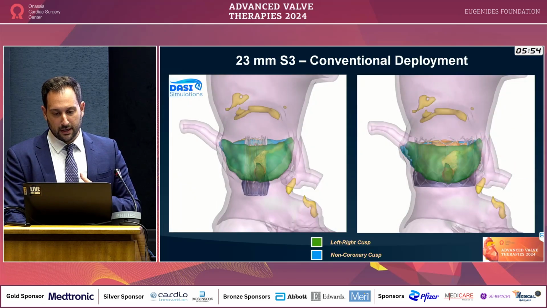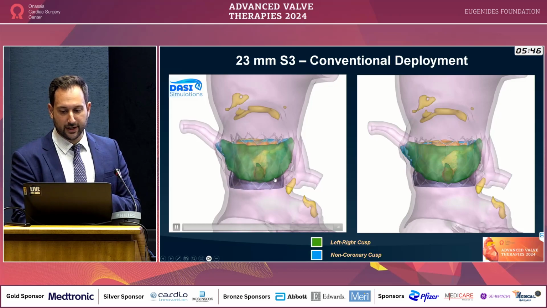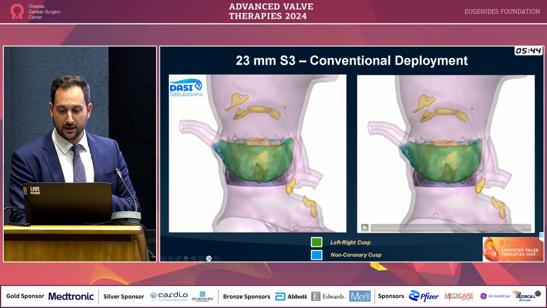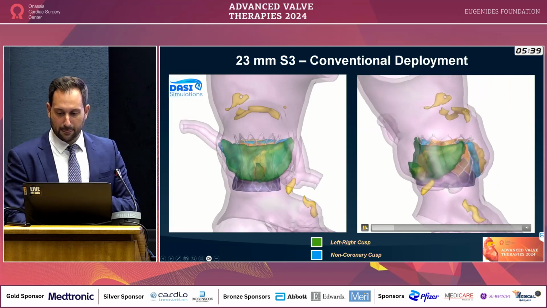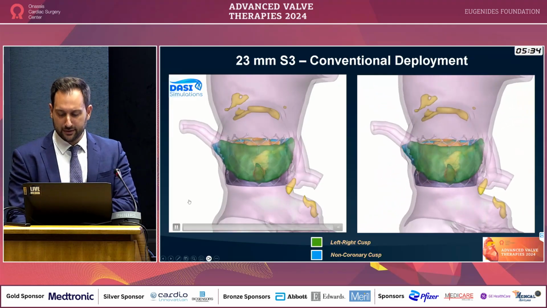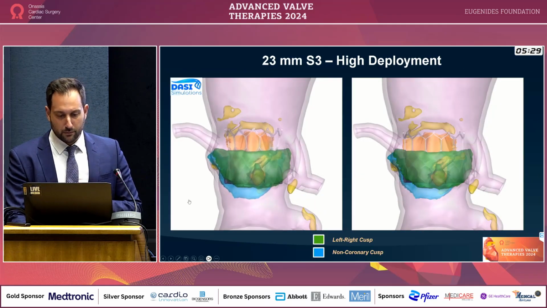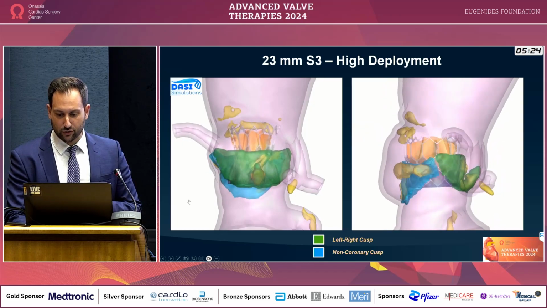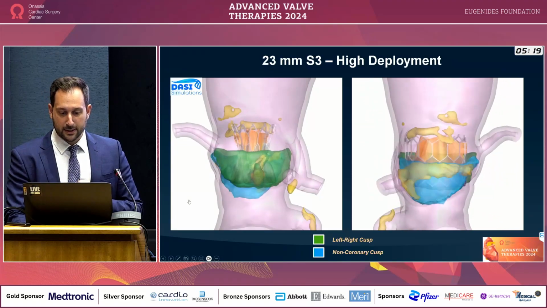So this is now the 23 millimeter S3 conventional deployment. You can see the fused left and right leaflets in green. You can see the calcified raphe here. And this is what it looks like when you rotate. That's a conventional, more like 80-20 or 90-10 deployment. And now this is the high deployment that I was planning to do, because otherwise the valve would be very low and we would risk conduction issues and paravalvular leak.